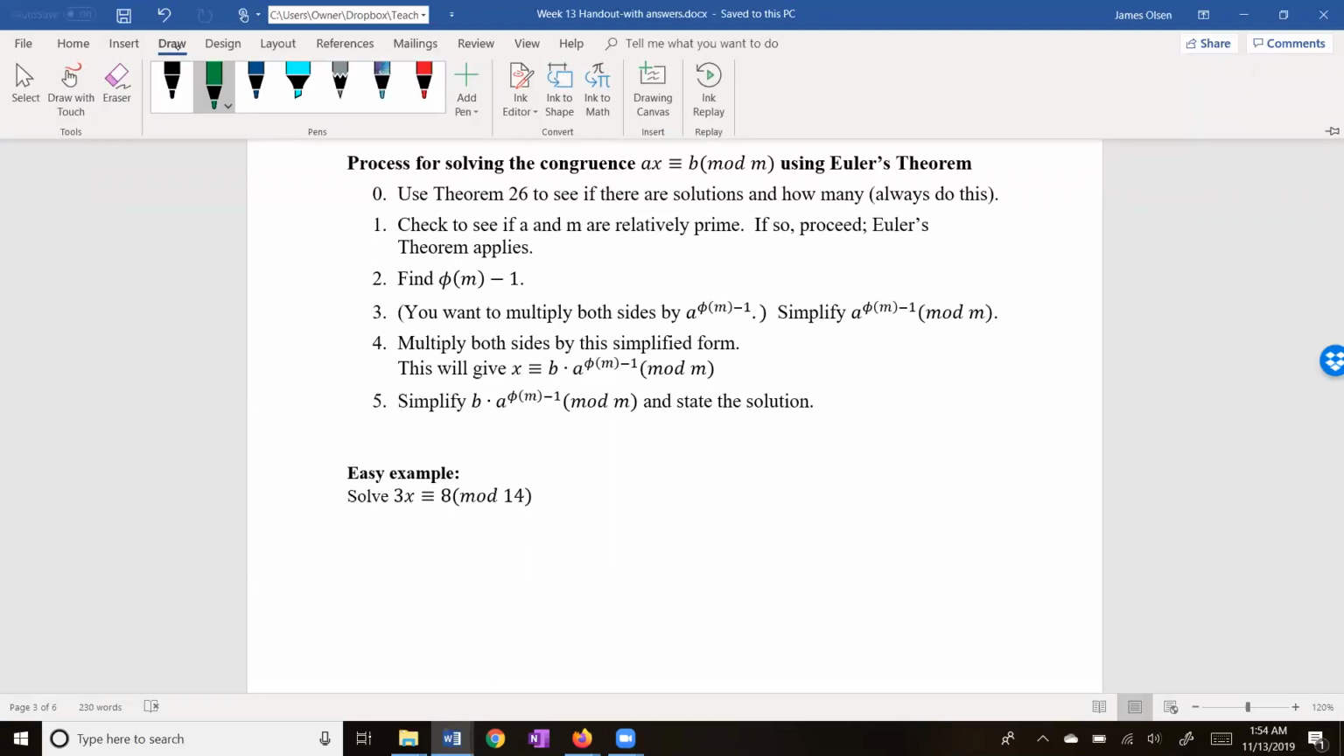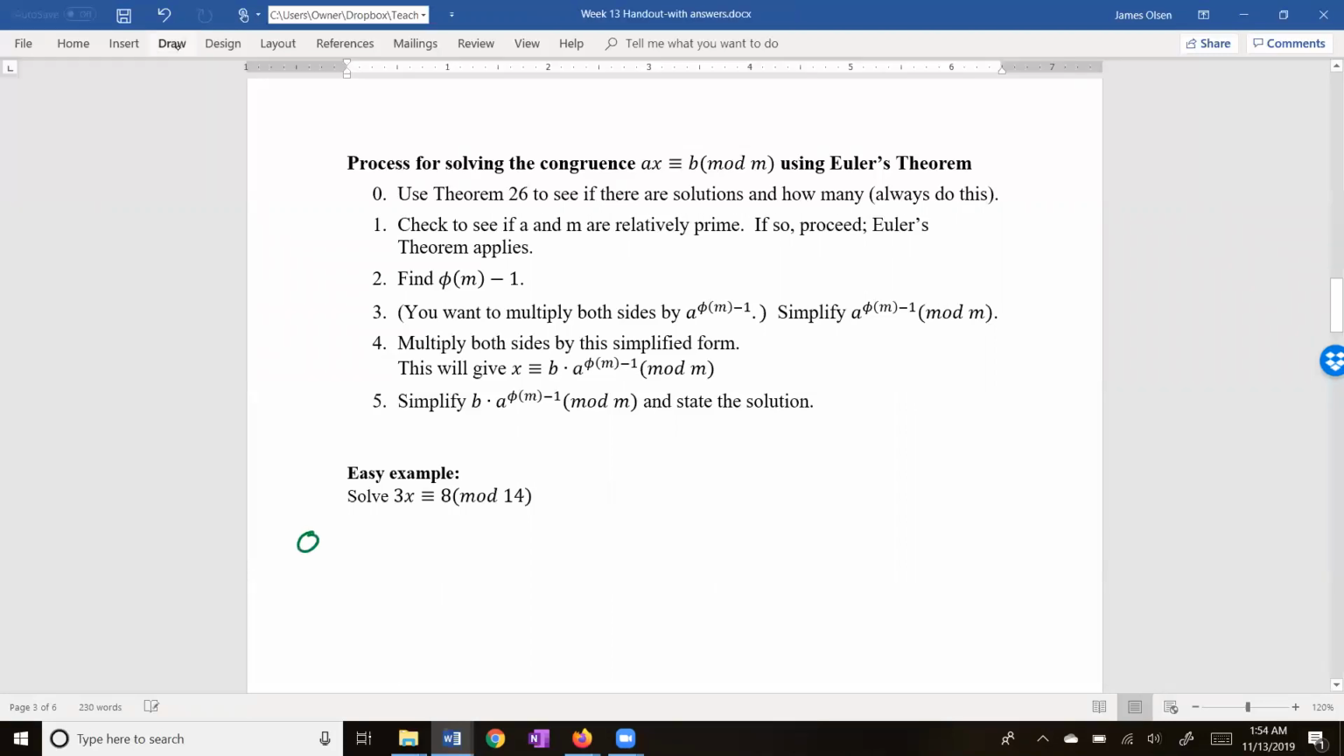Okay, 3 and 14 are relatively prime, which means we're going to have one solution. It also means that Euler's theorem applies. I want phi of 14. Phi of 14, well, we can use our table or we can calculate it. There are 6 numbers relatively prime to 14. And I want to subtract 1 from that. This is 6 minus 1, which is 5.